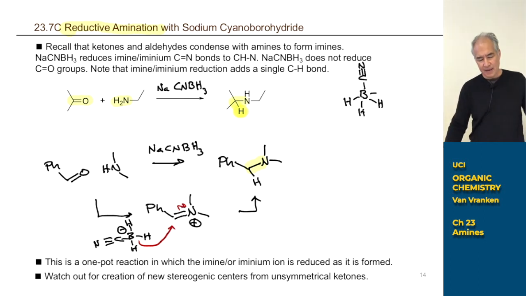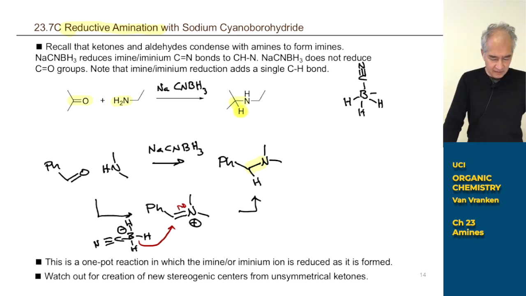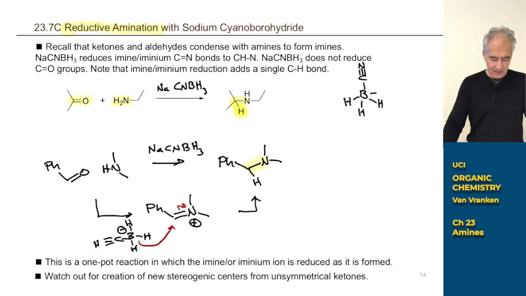Iminium ions are way more reactive than carbonyl groups. That was the origin of the field of organocatalysis that won the Nobel Prize. I think the year before last, it was just recognizing that iminium ions are way more reactive than carbonyls, and it's easy to have equilibrium amounts of iminium ions. So you can't isolate iminium ions. We don't tell you how to do that. So if you put in sodium cyanoborohydride, you get reductive amination.